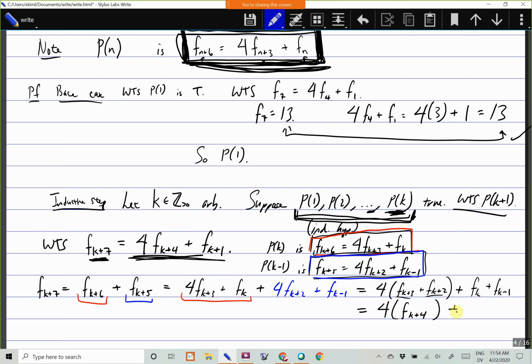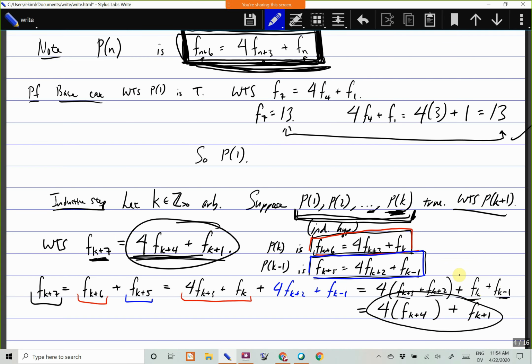And then finally, if you take the k minus 1th number in the list and you add it to the kth number in the list, you should get the k plus 1 number in the list. And that is exactly what's right there. So we have now our proof that f sub k plus 7 really is 4 times f sub k plus 4 plus f sub k plus 1. So this completes this proof by strong induction.